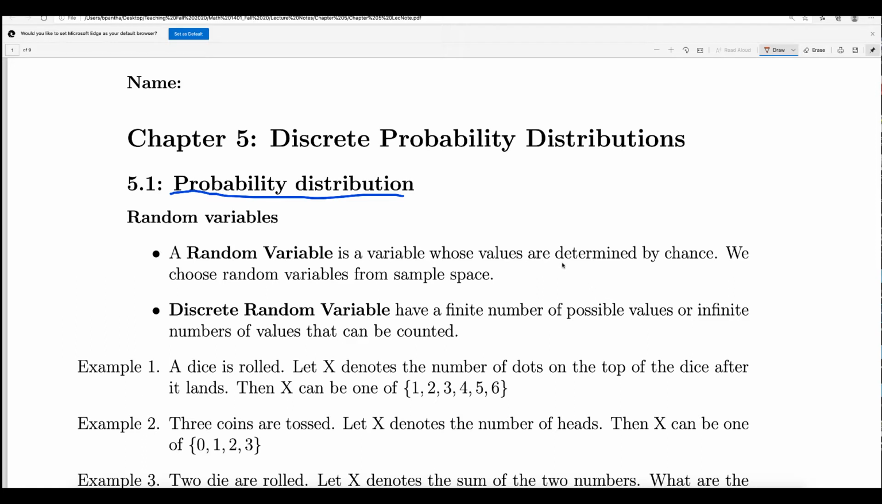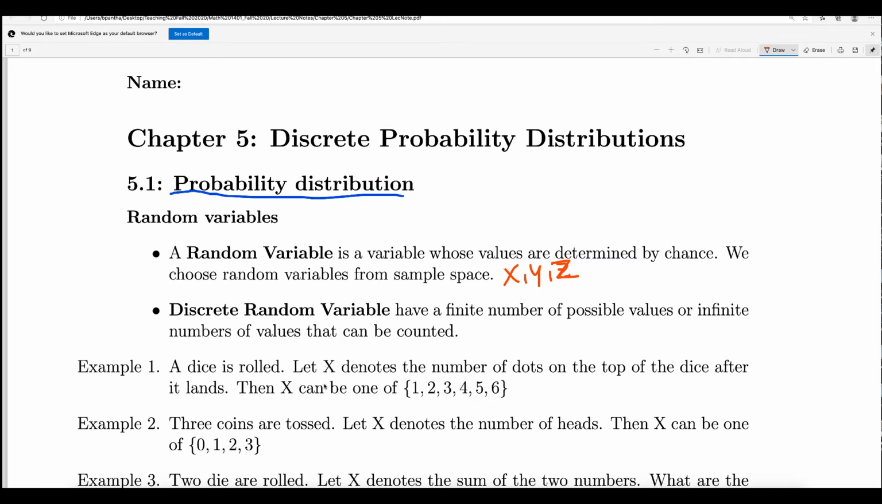We choose a random variable from the sample space, and random variables are usually denoted by uppercase X, Y, Z. There are two types of random variable. One is the discrete random variable, which takes countably many values, and the other is the continuous random variable, which takes uncountably many values. For discrete random variables there are many, but you can count them. We will see some examples, and things will be clear.